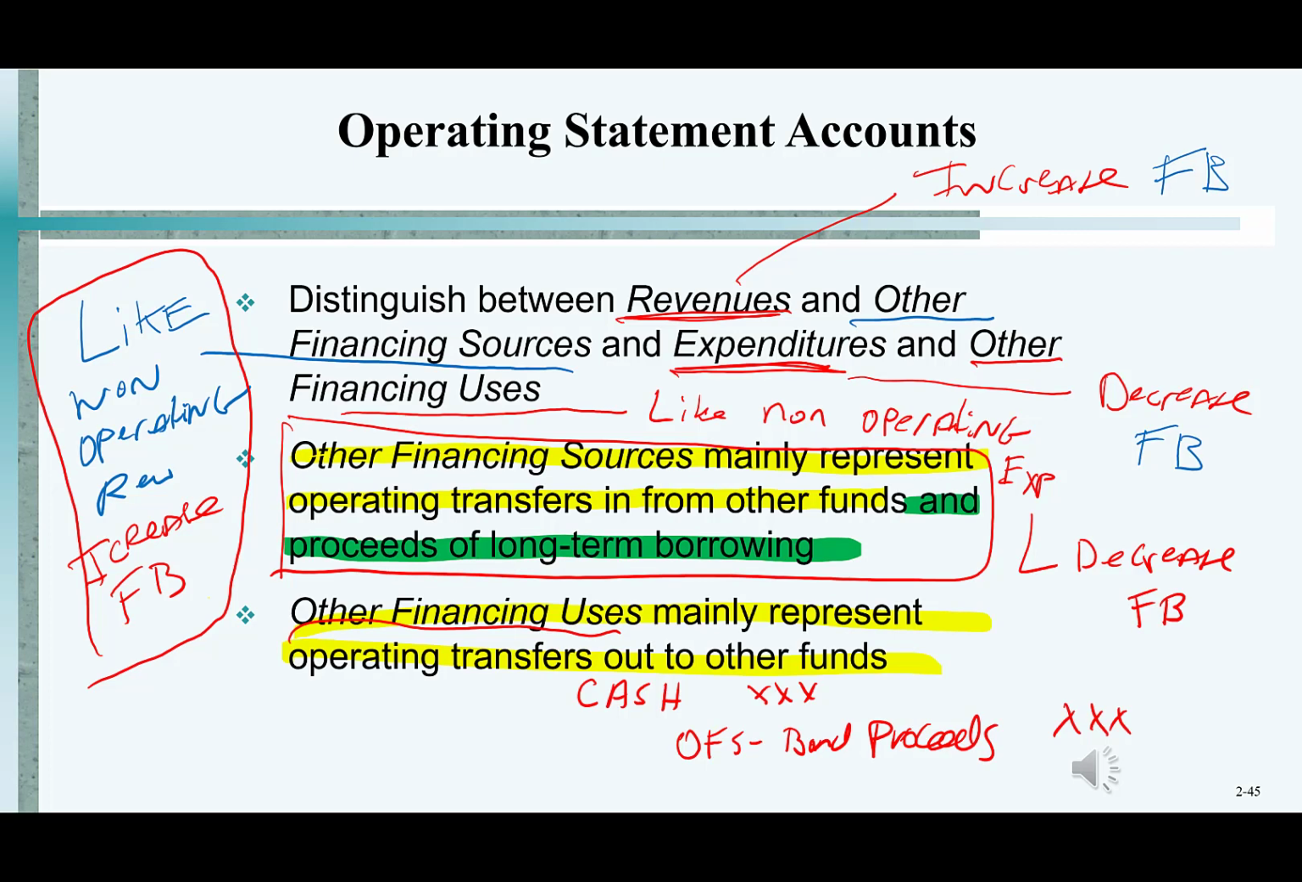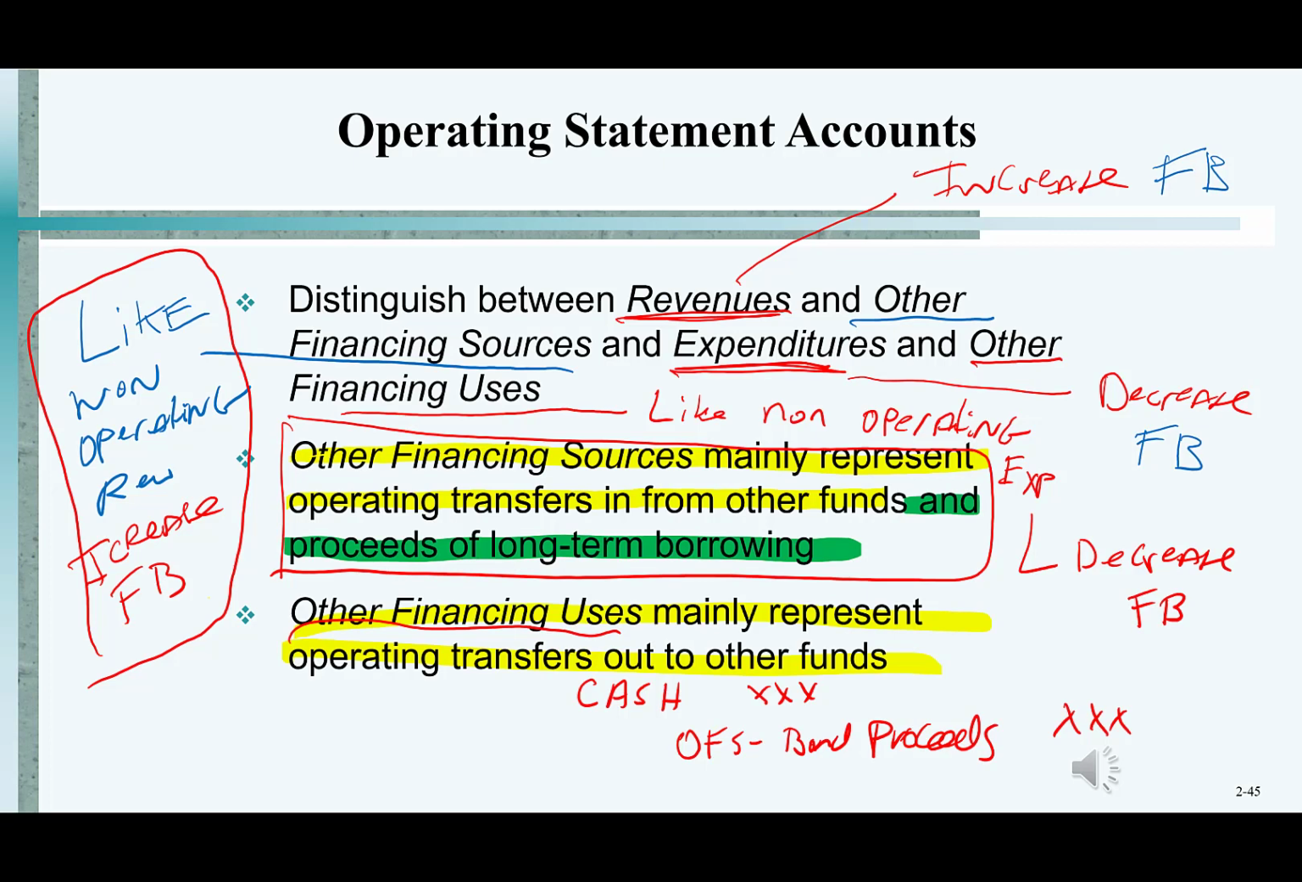In the capital project fund, CPF, that's a P. If cash is coming in, you debit cash. You can count on that. So cash comes in, so we debit the cash for $30,000. What are we going to credit? We're going to credit other financing sources, OFS. I'm just abbreviating other financing sources, OFS.